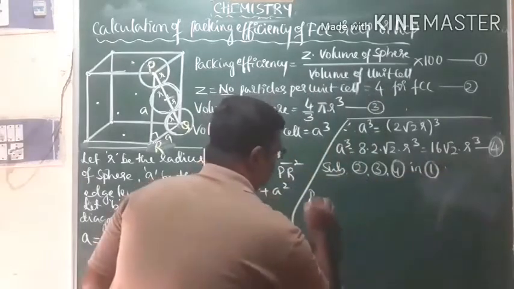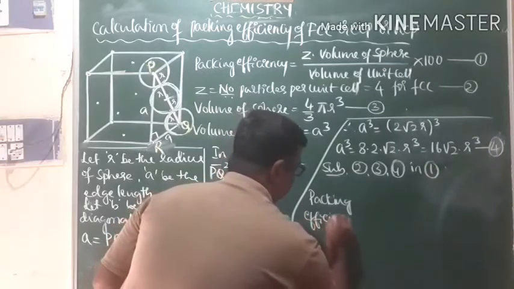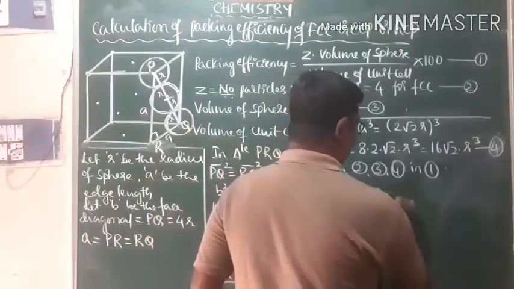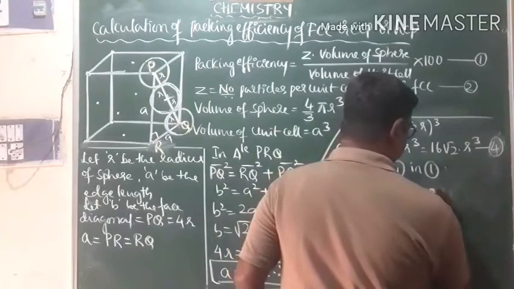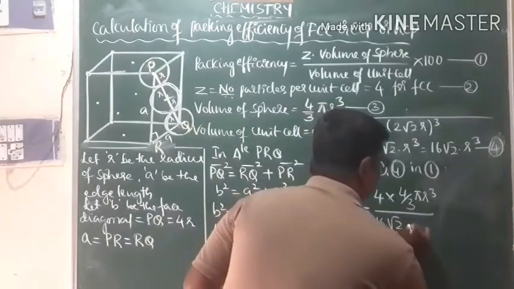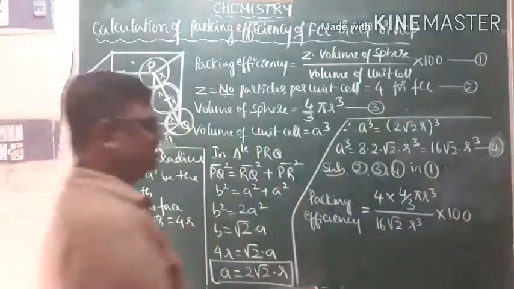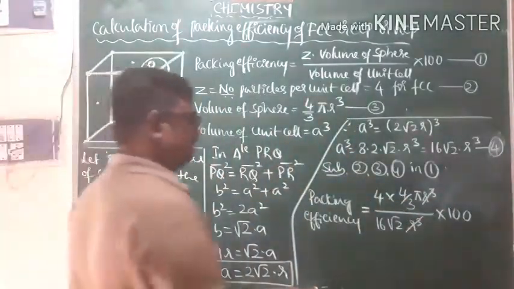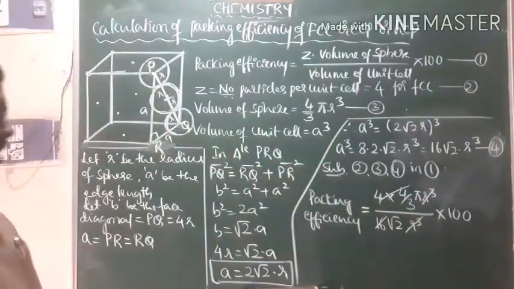Then packing efficiency equals Z is 4, volume of sphere is 4 by 3 pi R cube, whole divided by 16 root 2 R cube into 100. Then R cube cancels, 16 cancels. Then you're left with what?